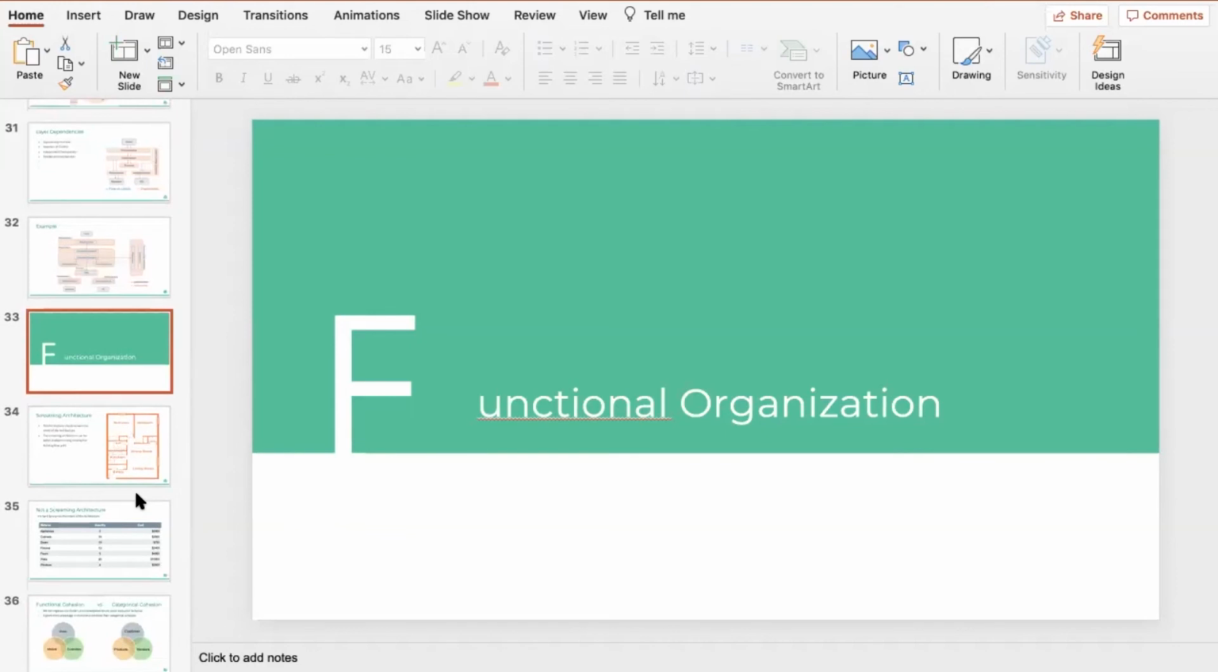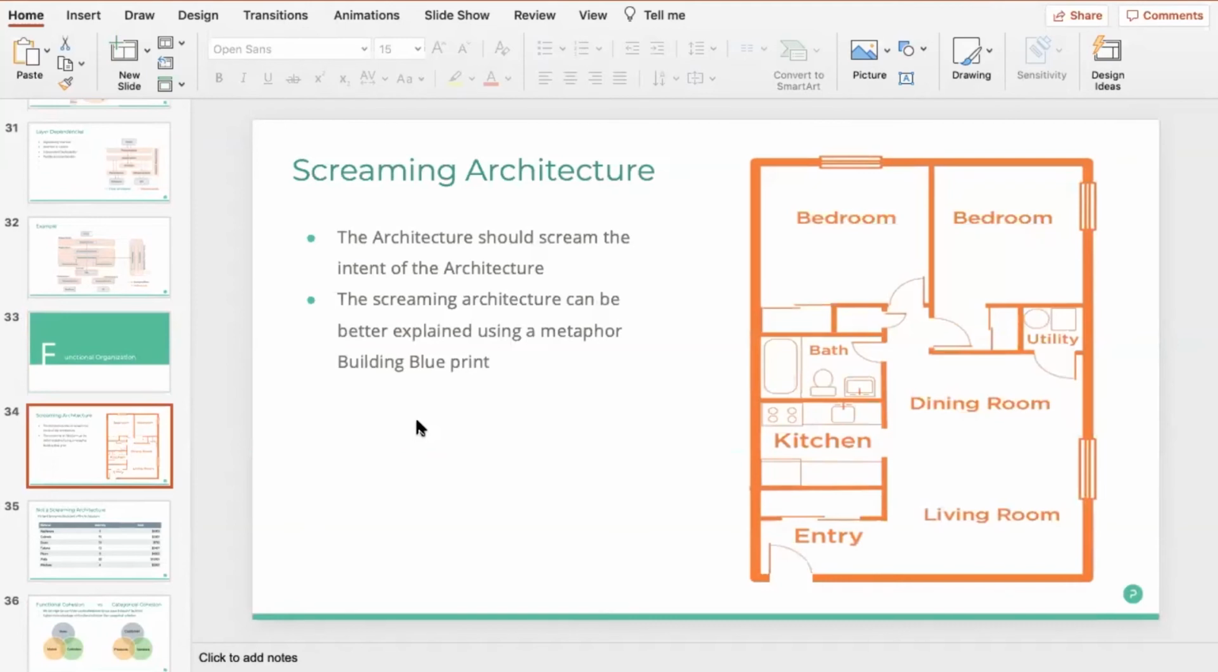Now, functional organization. Why it's very important is basically it's a way how you organize your things, your classes, components, and artifacts in your systems, namespacing, and it's very important actually. And why it's important, I'll start with this metaphor. If you look at the picture on the right side, it's a blueprint, right? The moment you see the picture, you know it's a blueprint of a flat or a building. And it immediately tells you, oh, the top 2 rooms are bedrooms, and there is a dining room, a kitchen, a bathroom, an entrance, a living room.